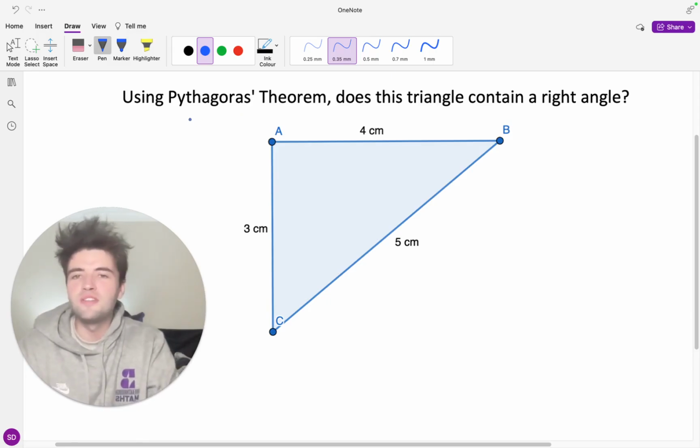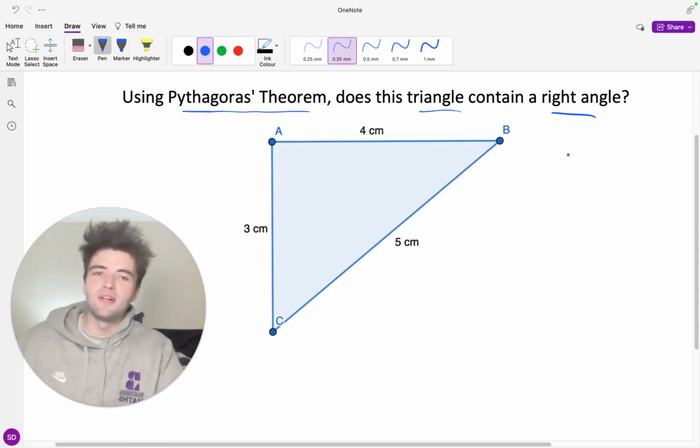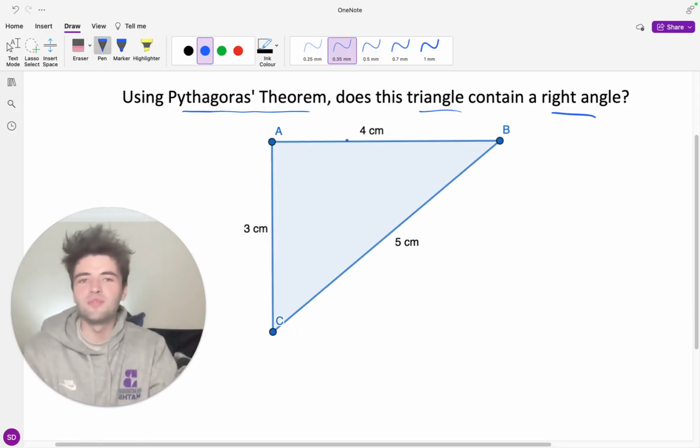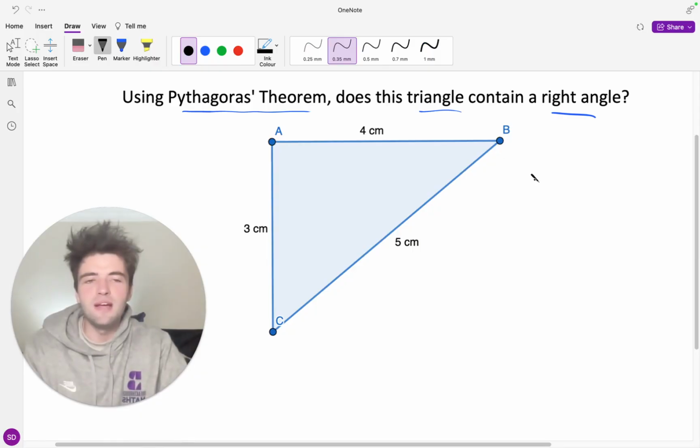So in this question here, we're looking to use Pythagoras' Theorem to figure out if this triangle contains a right angle. A lot of you are going to look at these numbers and know straight away that this does form a right angle, but we're just going to have to verify this using the theorem.